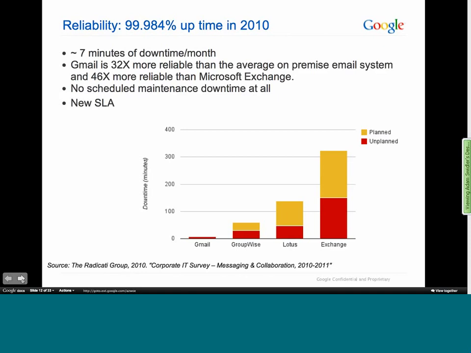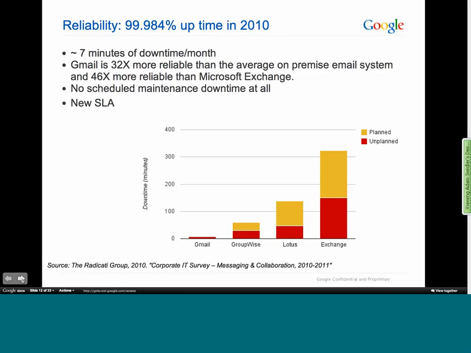And if we look at some comparison data from average implementations of on-premise email servers, coming from an analysis study done in 2010, we see that the reliability metric for Gmail results in about 32 times more reliable than the average on-premise email server, and about 46 times more reliable than Microsoft Exchange, which is the leading on-premise email server.